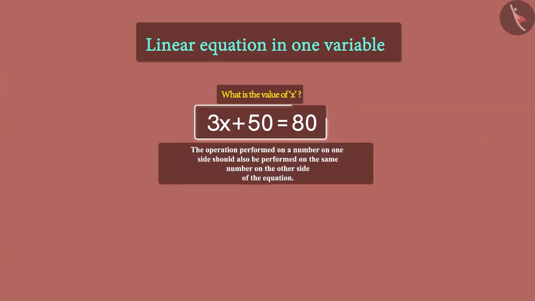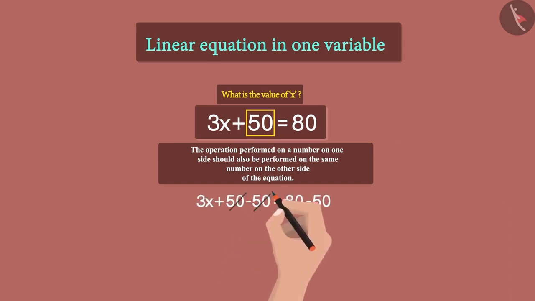Now let's solve this equation. First, we can see it's easy to remove 50 from here. So, we subtract 50 from both sides. Now the equation becomes like this. What we get is 3 times x is equal to 30. So what should our next step be? Yes, we need to get rid of this 3. As 3 is being multiplied by x, we can get rid of 3 by dividing the term by 3.